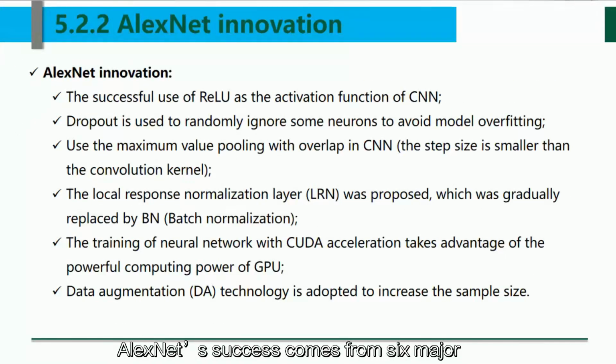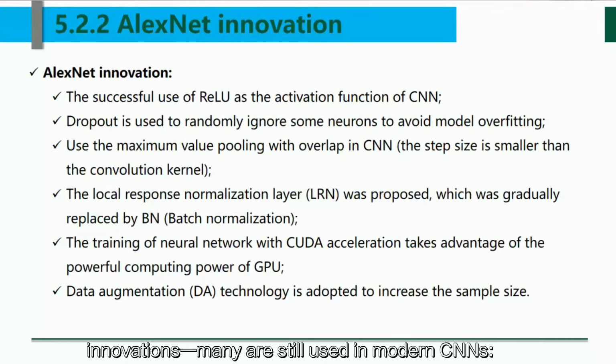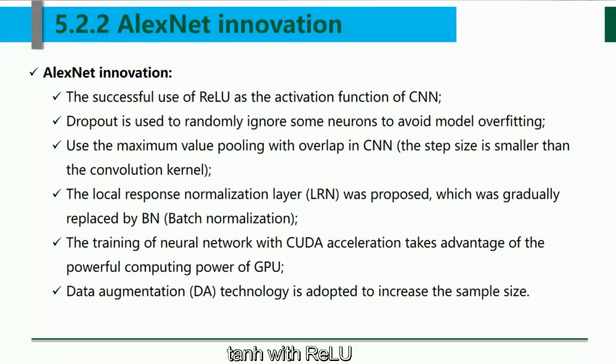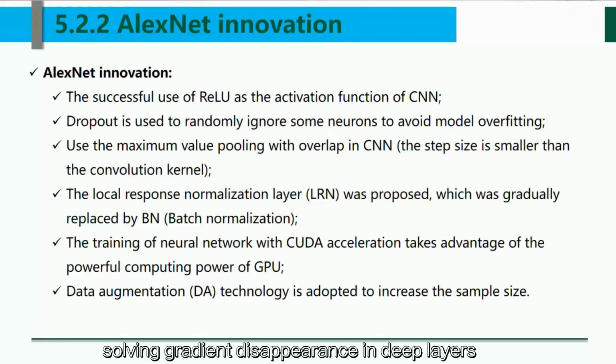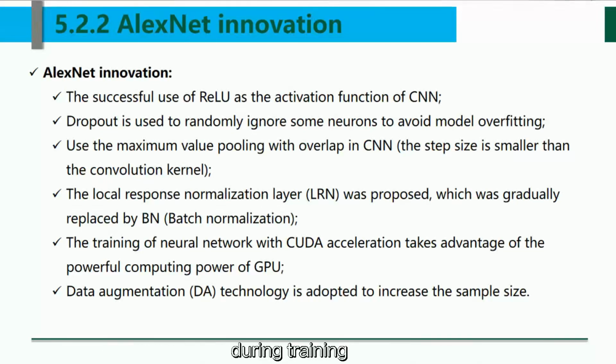AlexNet's success comes from 6 major innovations. Many are still used in modern CNNs. First, ReLU activation. Replace traditional sigmoid or tanh with ReLU, solving gradient disappearance in deep layers and speeding up training. Second, dropout randomly ignores 50% of neurons during training, preventing overfitting by avoiding over-reliance on specific neurons.